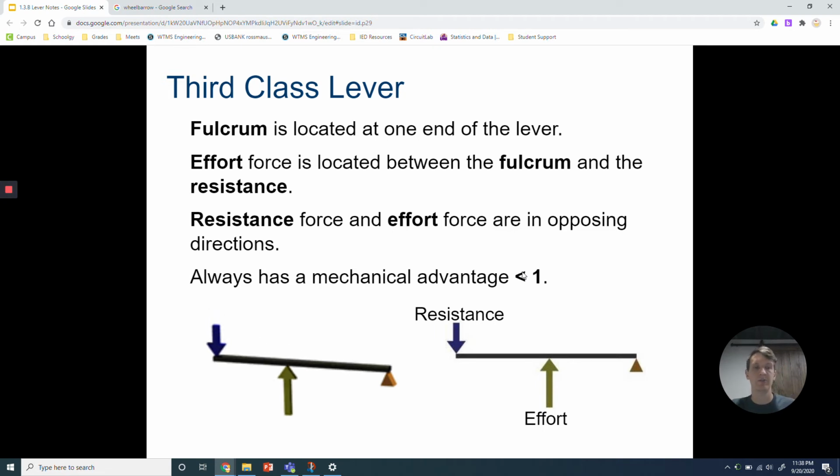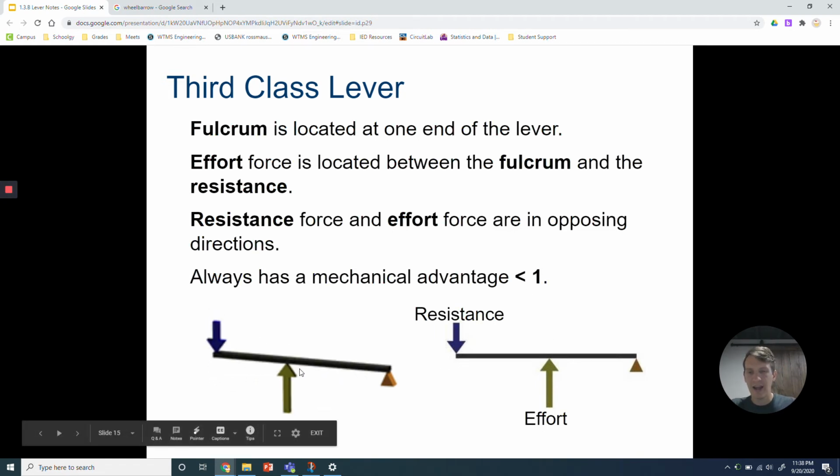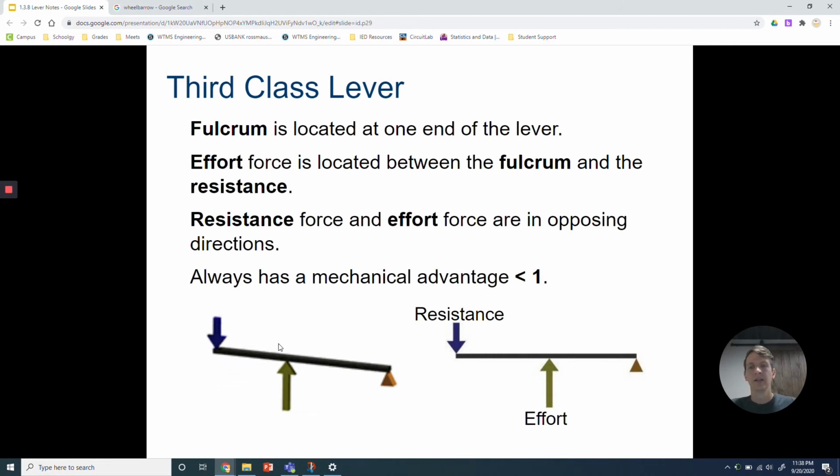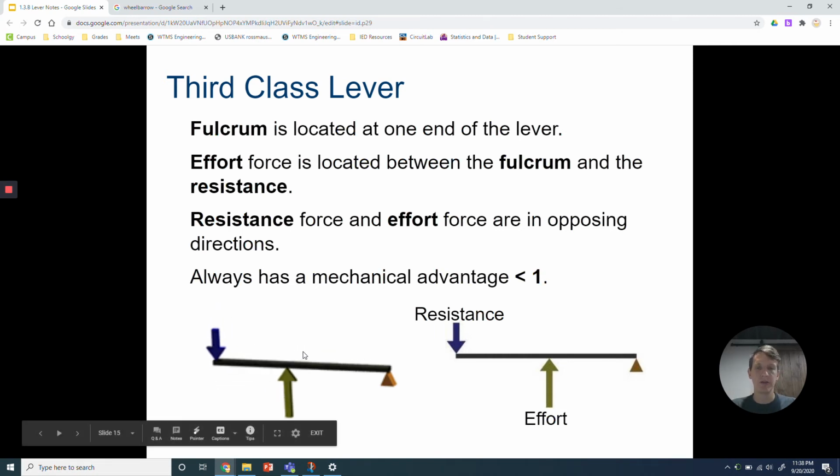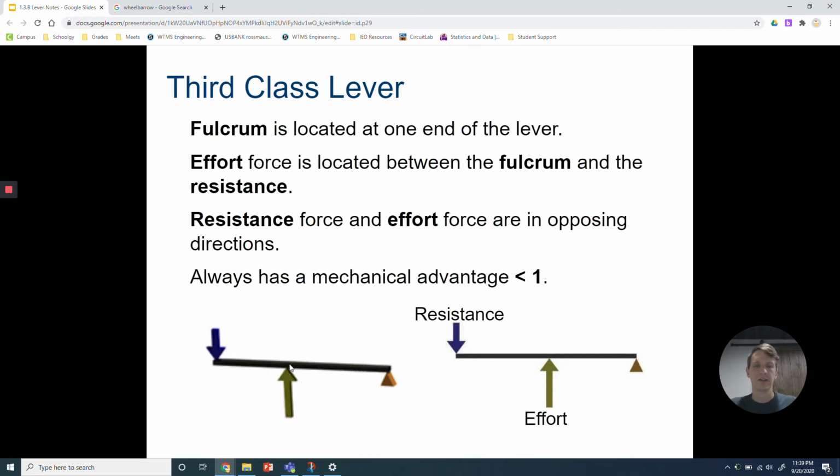So this is like our catapult, right? If you imagine your effort is this yellow arrow here, it would make it harder to lift that thing. Why would you ever want to do that? Well, because then that gets your resistance going faster here. Okay, so sometimes you want speed. Think about a baseball bat. You want to get the end of that bat going as fast as possible. A baseball bat is kind of like a third class lever.